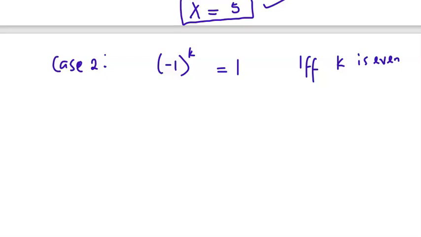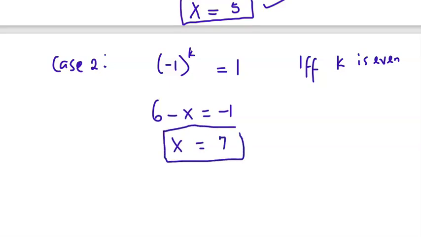So k must be even for this to hold, right? So again, let the base 6 minus x equal negative 1. We get x equal to 6 minus negative 1, which is 6 plus 1, which will give us 7. Again, we come up with another solution, that x is equal to 7.